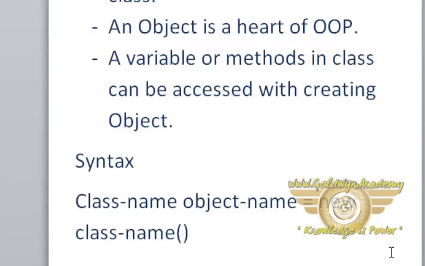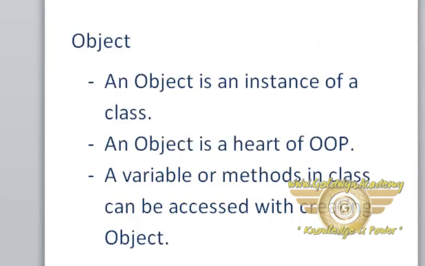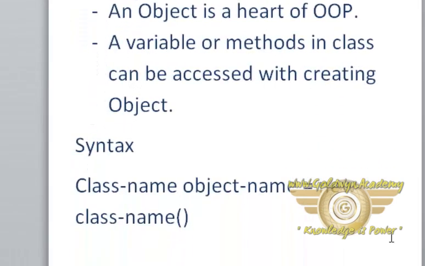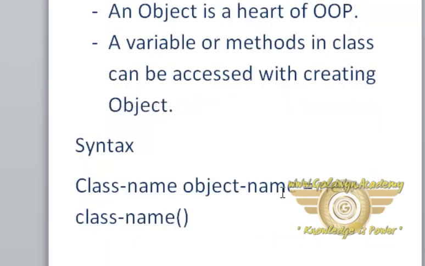Now let's take a look at the object. An object is an instance of a class. An object is the heart of an object-oriented programming language. Variables or methods in a class can be accessed by creating an object. Here is the syntax of an object. Class name, object name equal to new class name. Here the new keyword is used to allocate memory to the object.